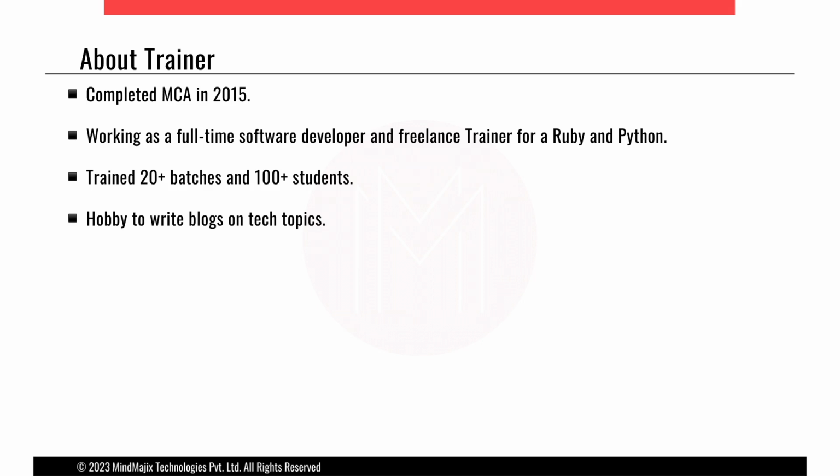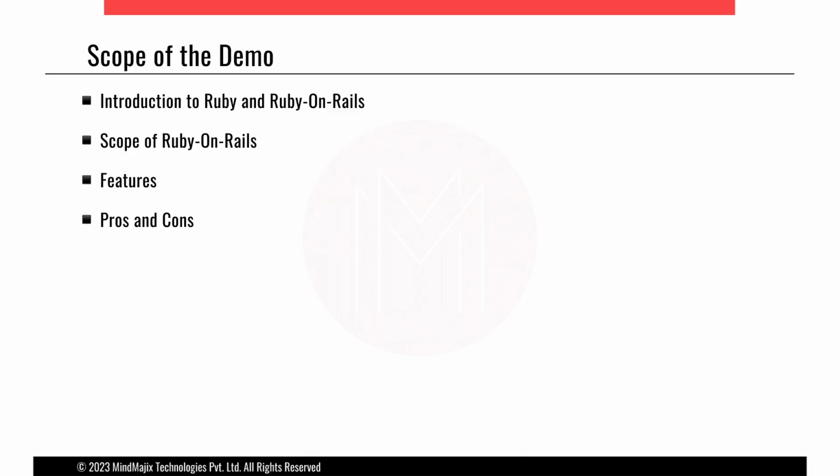Let me introduce myself. I completed MCA in 2015, a quality oriented professional in delivering Ruby on Rails and Python training. I am working as a full time software developer and freelance trainer for Ruby and Python too. I have trained 20 plus branches and 100 plus students.